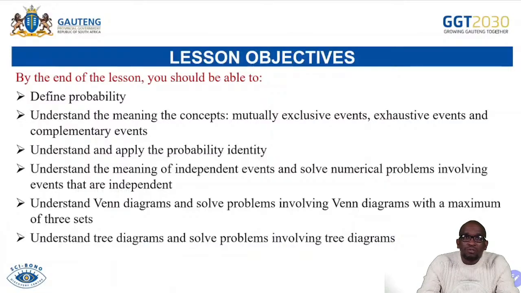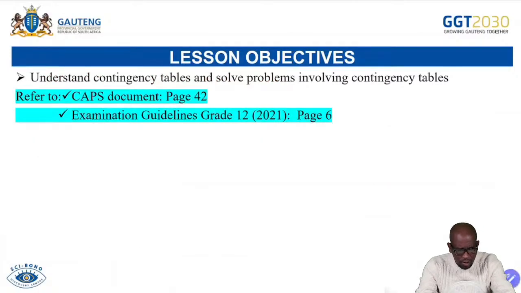Then you need to know how to use the probability tools, your Venn diagrams, your tree diagrams, and your contingency table. You should know how to use all of those to solve probability related problems. All right. Moving on. You can get this in CAPS on page 42 and also in the exam guideline that was published in 2021 on page 6.